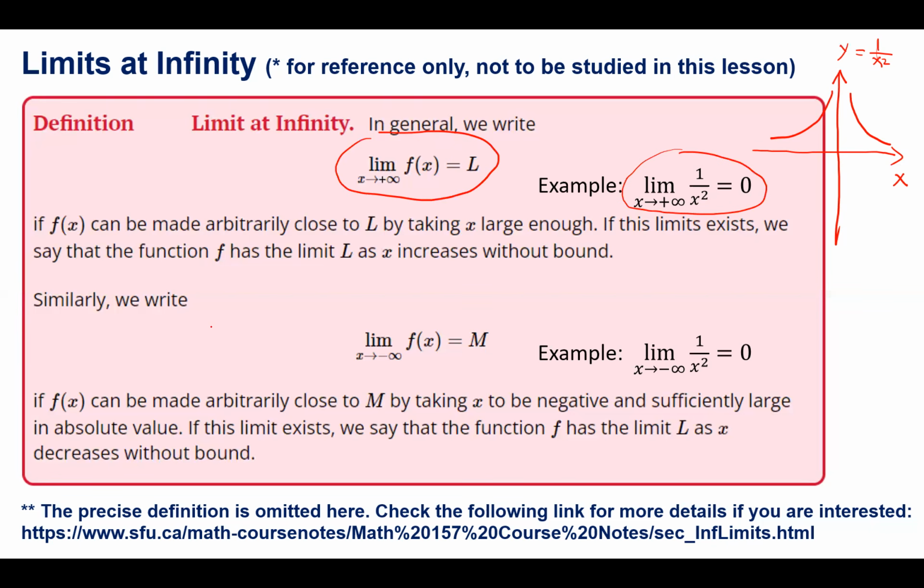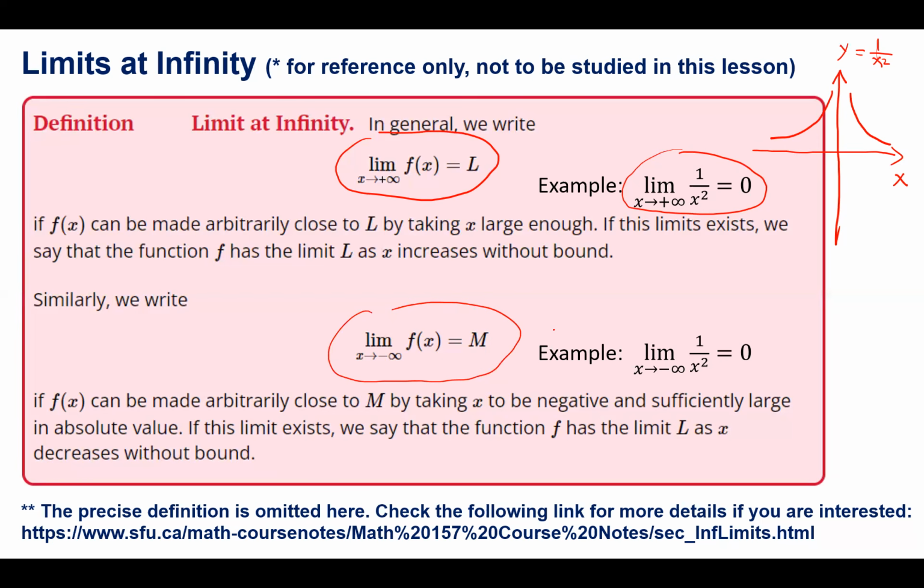Similarly, we can also write the limit of f(x) when x approaches negative infinity equals M, if f(x) can be made arbitrarily close to M by taking x to be negative and sufficiently large in absolute value. If this limit exists, we say that function f has a limit L as x decreases without bound.